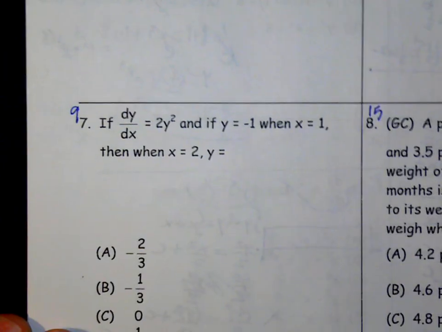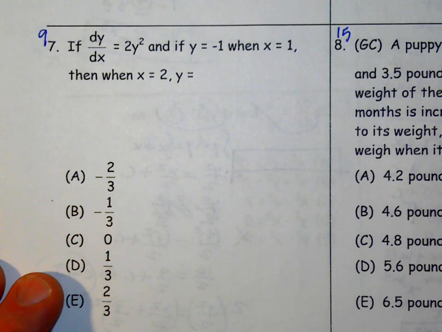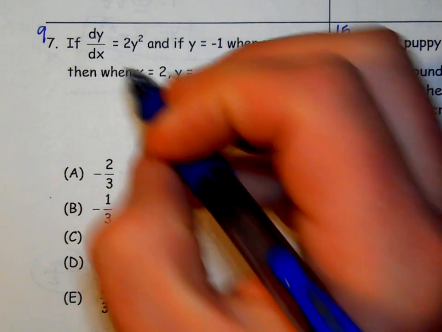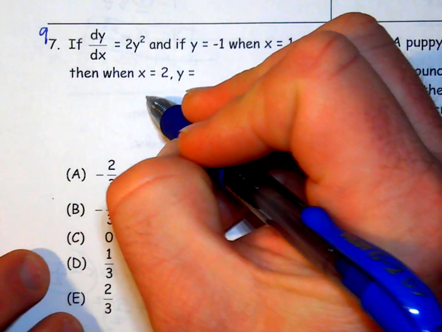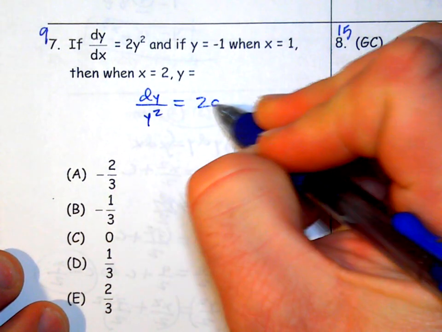Number 7 had a lot of questions. So we have to separate the variables. y squared ends up in the denominator. I'm going to leave the 2 on the right side.